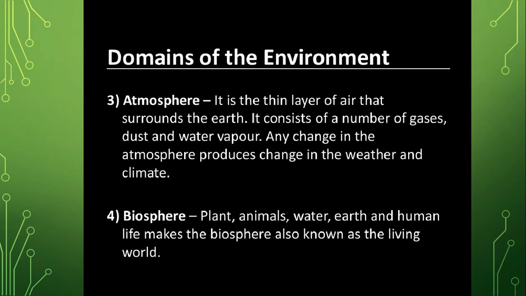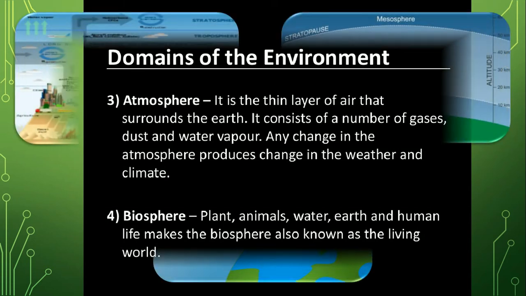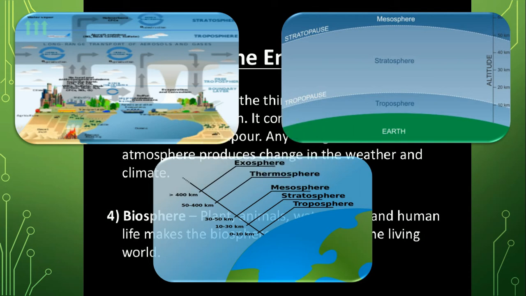The third domain of the environment is the atmosphere. The atmosphere is the thin layer of air that surrounds the earth. The atmosphere is the envelope of the earth, and contains a number of gases like oxygen, carbon dioxide, nitrogen, dust and water vapor also. The gravitational force of the earth holds the atmosphere around it.